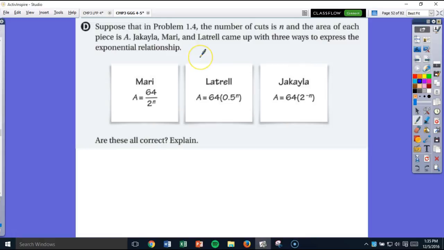And we're going to skip part C, and then we jump to part D. It asks you to look back at problem 1.4, where we were looking at the area of a ballot. And from that, we have our 3 people came up with 3 different equations. I want you to be able to tell me if these are all correct or not. And again, explain.